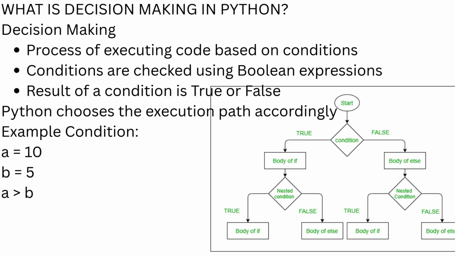Decision-making helps us control the flow of the program and is very useful in real-life applications, such as checking pass or fail, even or odd, and grade calculation.